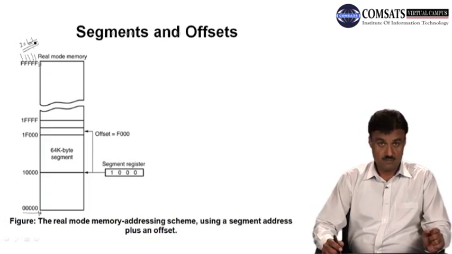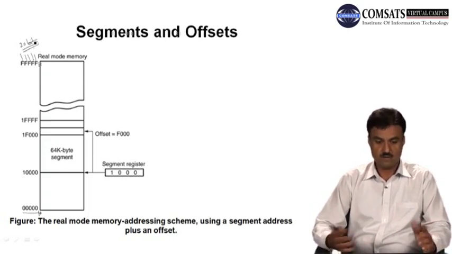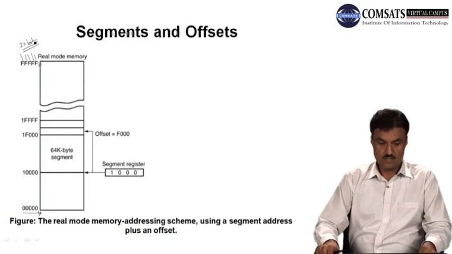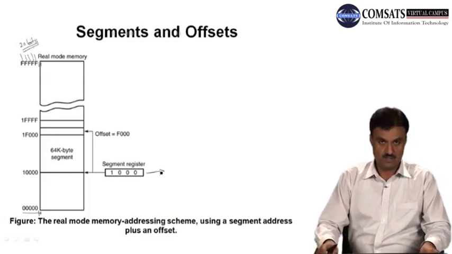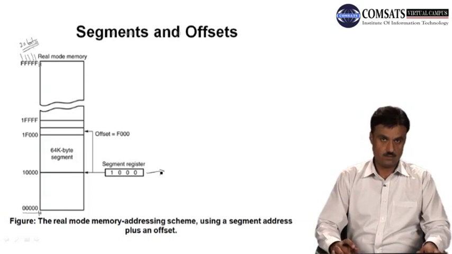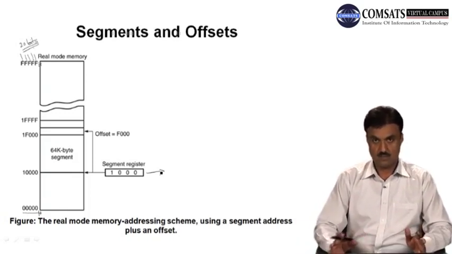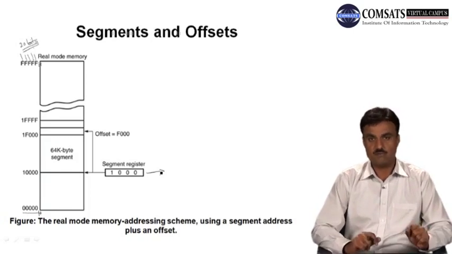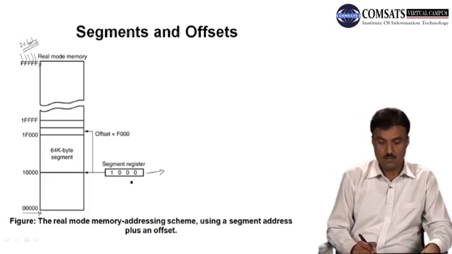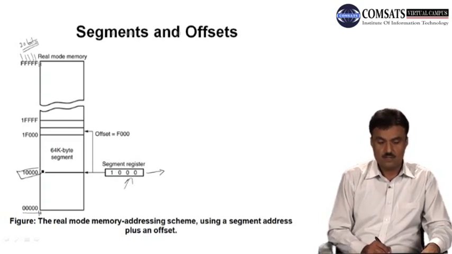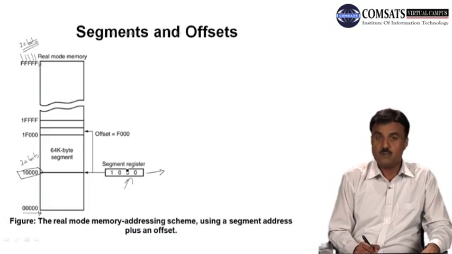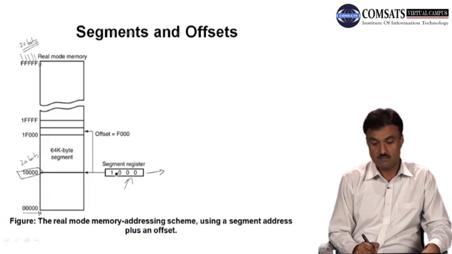We are going to divide this 20 bit memory, not the whole memory but some part of it, into 64 kilobyte segments. Here you can see we have a segment register. It's not mentioned which segment register it is, whether code segment, extra segment, data segment, or stack segment. But this is a segment register with a 16 bit value. Actually, this address is 20 bits, but the segment register is 16 bits, so we can only store 16 bits inside it.